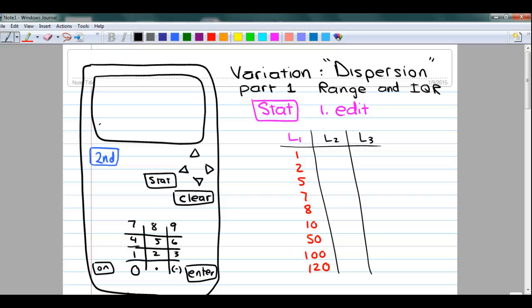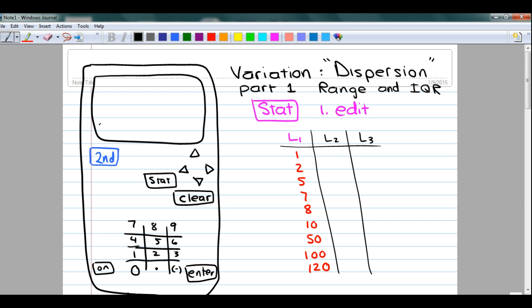Welcome to the variation video, part 1, range and IQR. I would really rather call variation dispersion because we have a calculation in statistics called variance, and that gets a little confusing. We could also call it spread.